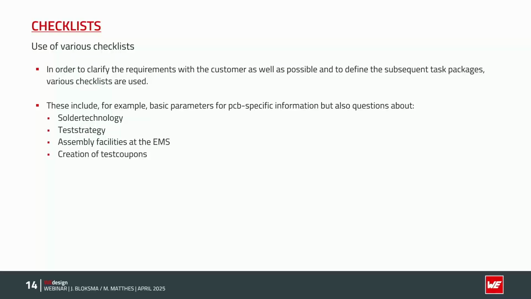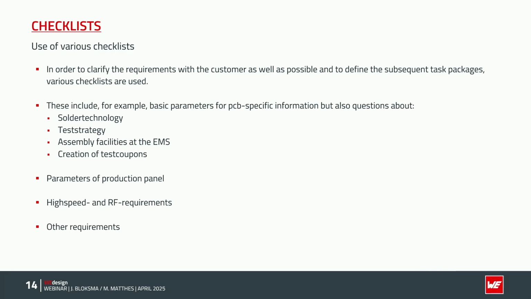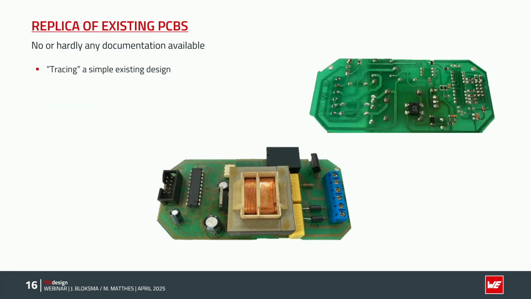What is the test strategy? Which assembly facilities does the EMS you choose, or we choose, have? Should we create test coupons? There are different parameters for that. What are the parameters of the production panel the EMS needs? All these points must be clarified before we start, or while we do our work. Also high-speed and RF requirements, or other requirements, could apply to our work. So that is what we can support you with.